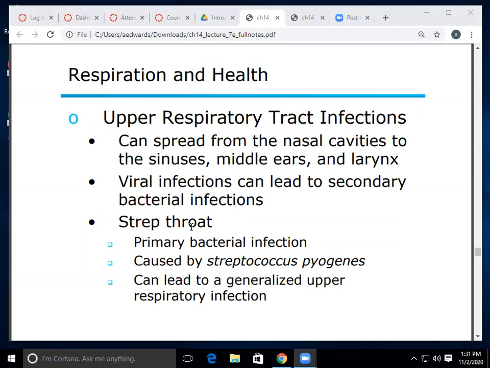Strep throat. So it's a primary bacterial infection. So it's caused by bacteria. That bacteria is Streptococcus pyogenes. And it can lead to a more generalized upper respiratory infection. Okay. So if you want to take microbiology here, you can learn more about different kinds of bacterial infections.